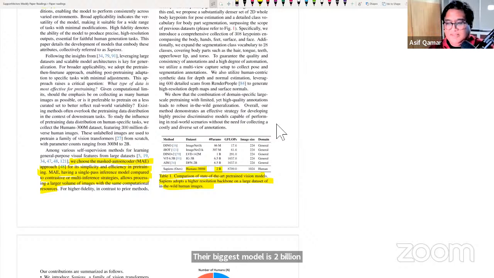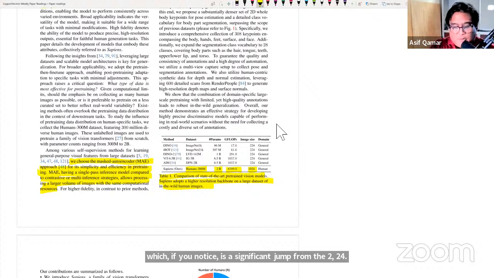To train it took 8,709 gigaflops of compute, right? Which is 8.7, I suppose, teraflops of compute. And the image size they are dealing with is 1024, which, if you notice, is a significant jump from the 224 that people are used to.